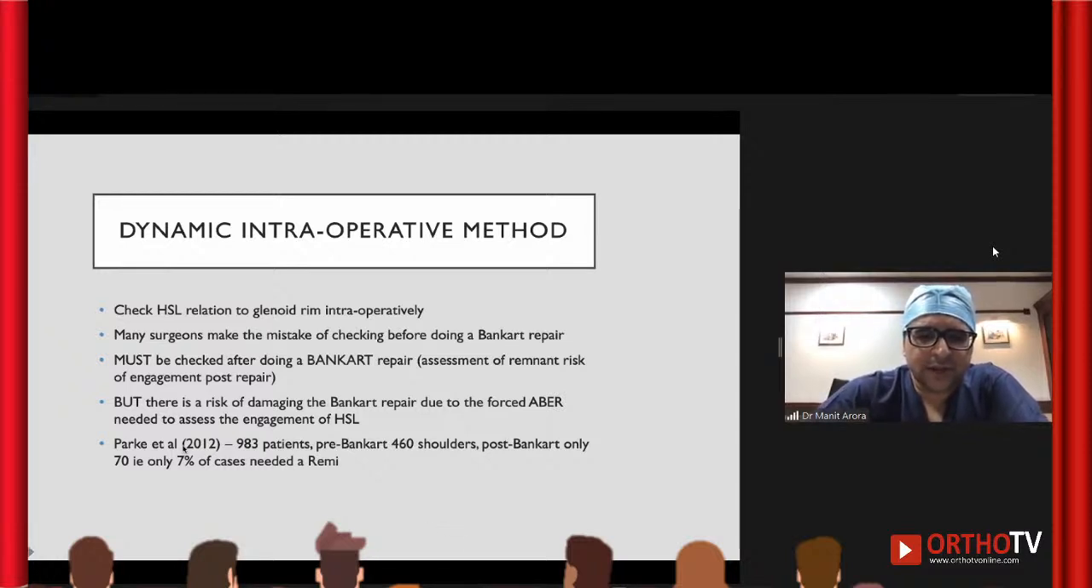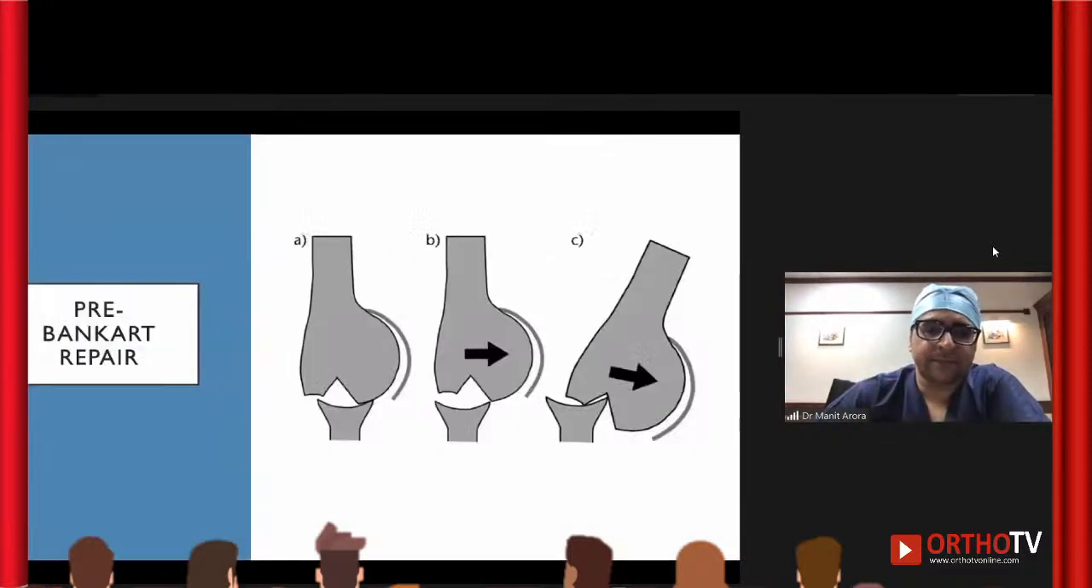So there's a good study by Park et al. in 2012. They looked at 983 patients. Pre-Bankart, there were 460 shoulders where they found that the Hill-Sachs could engage. And after doing the Bankart repair, only 70 of them engaged. So only 7% of cases actually had an engaging or off-track Hill-Sachs defect that required a Remplissage procedure to be added. Whereas if we did it before the Bankart repair, 460. So that's why sometimes we're doing too much Remplissage when we shouldn't be.